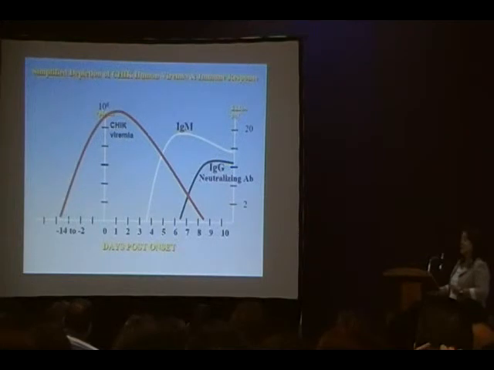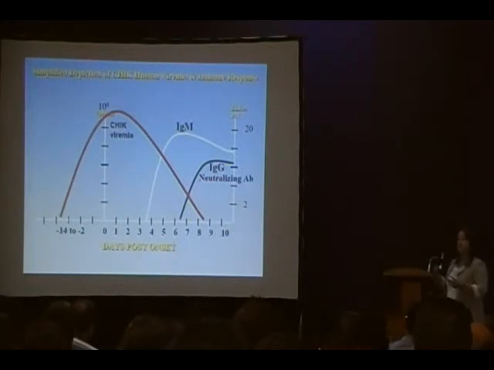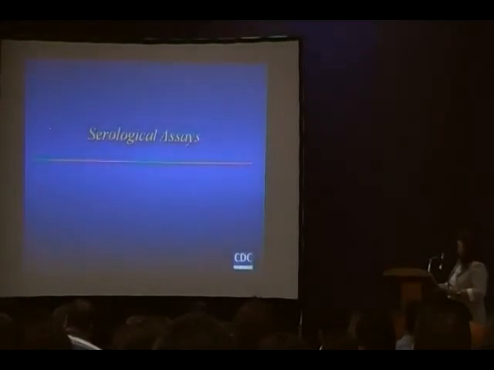IgM antibody actually comes up very early. It can be as early as 3 to 4 days. Certainly by 1 week, IgM antibodies are prevalent. And IgG antibodies also come up early. They start coming up as early as 1 week. So this is a good indication of what tests we might want to use.